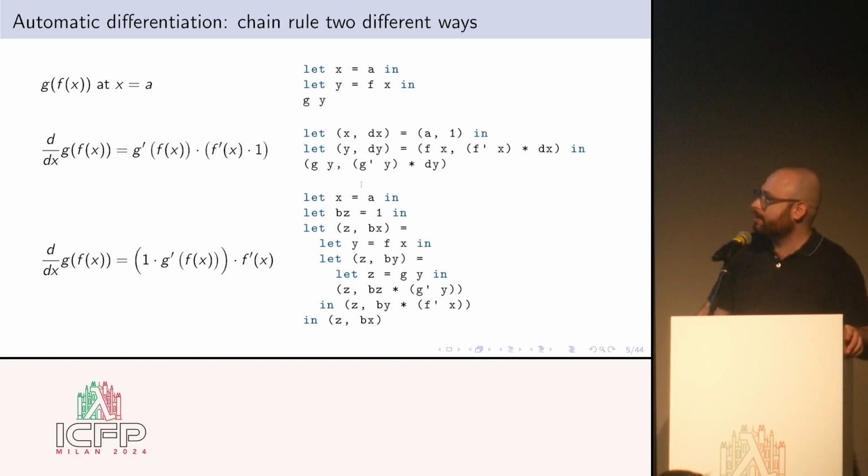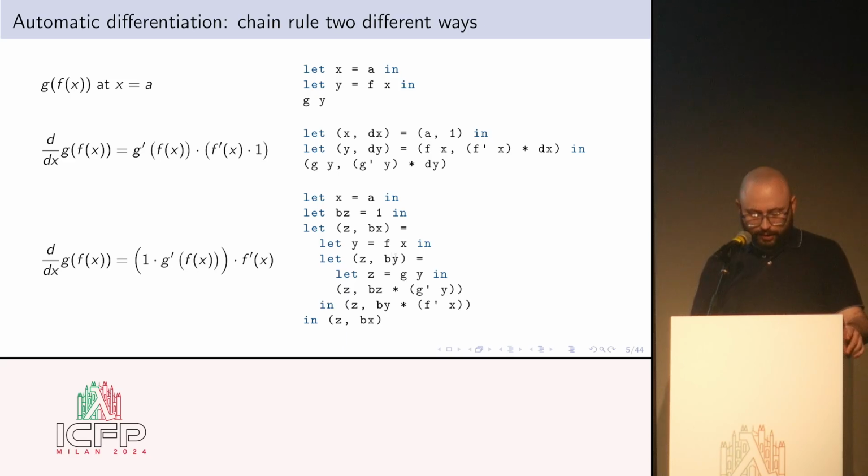And so bz is going to be the left-hand thing, 1, and we're going to create other intermediate variables to accumulate the derivative. So in order to calculate the derivative of g, we need to calculate f of x. And then we're going to pair everything together. So we want to also return the final value, z, g of y.